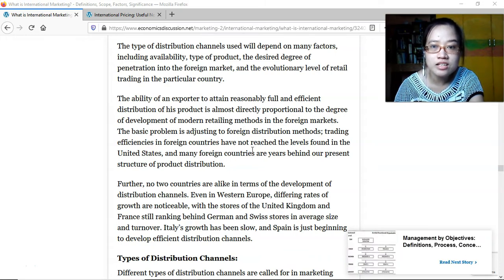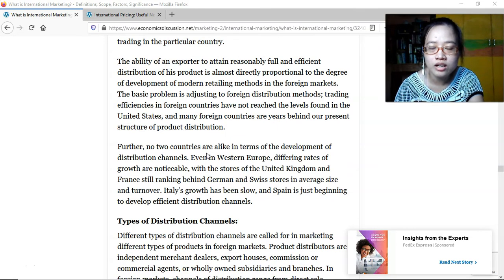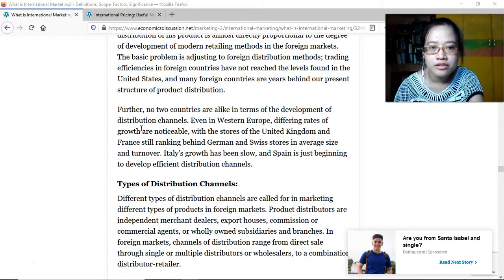Basic problem is adjusting to foreign distribution methods. Trading efficiencies in foreign countries have not reached the levels found in the United States, and many foreign countries are years behind our present structure of product distribution. Further, no two countries are alike in terms of development of distribution channels.